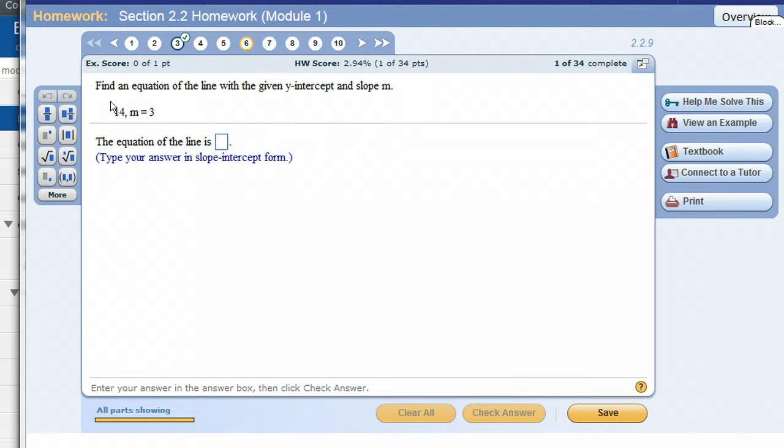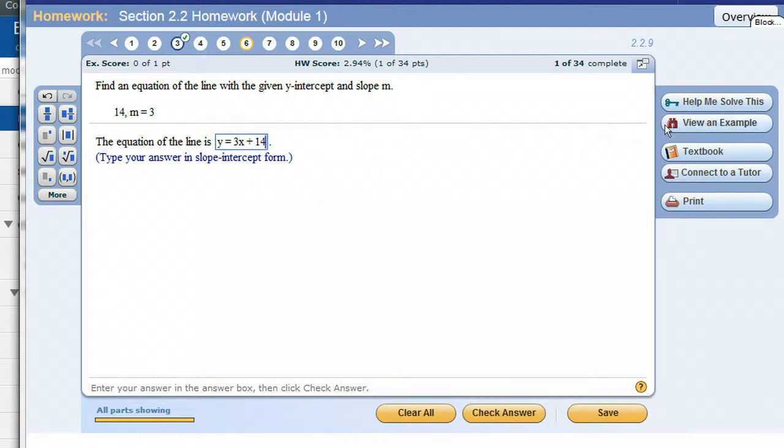But anyways, this problem says find an equation of the line with a given y-intercept and slope m. So the y-intercept is 14, the slope is 3. In the videos, maybe you've seen this before, the equation of a line is y equals mx plus b. Well, the m is 3 and the b is 14. So we would go there and click check answer, and it would say correct.